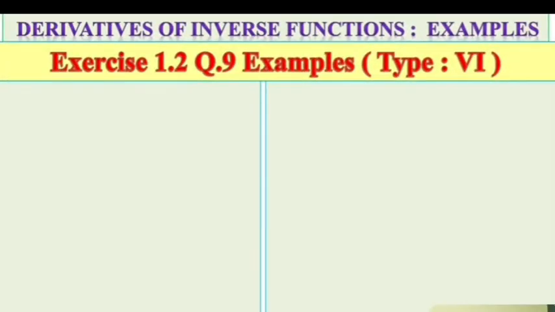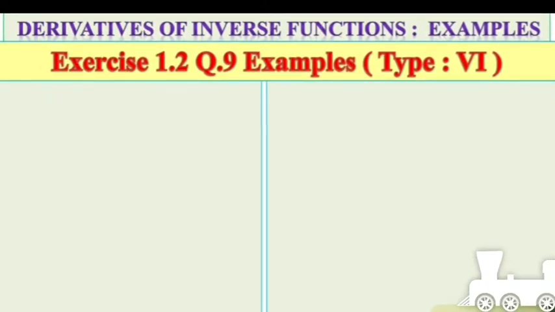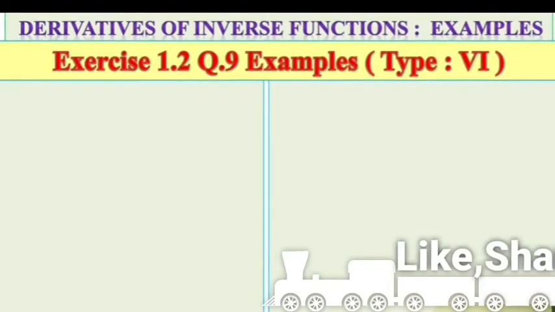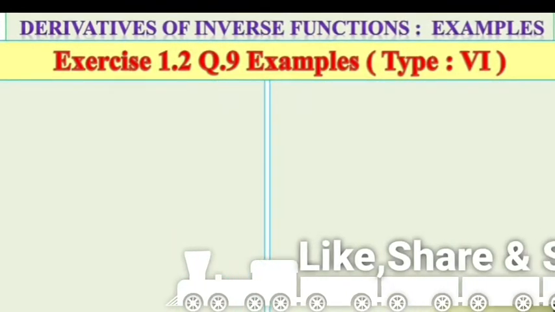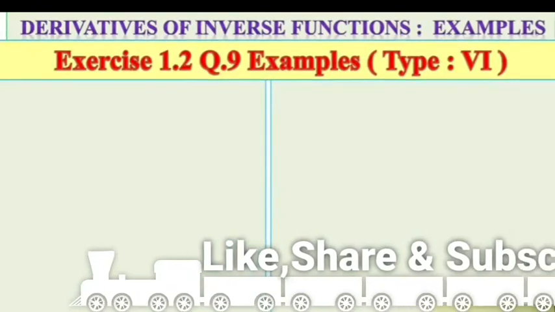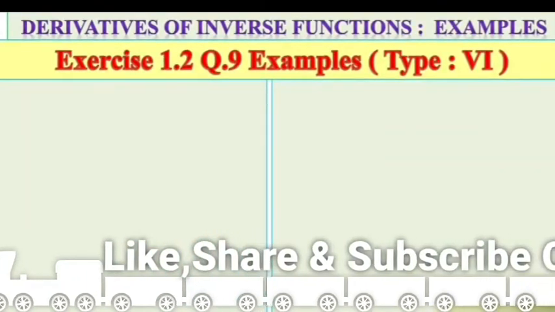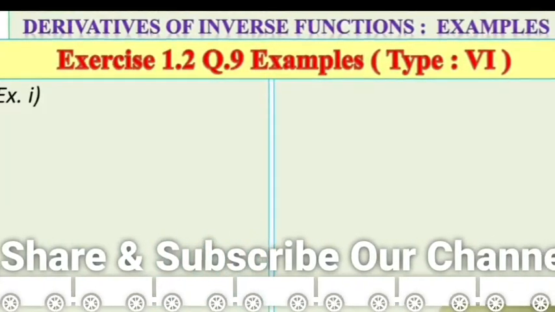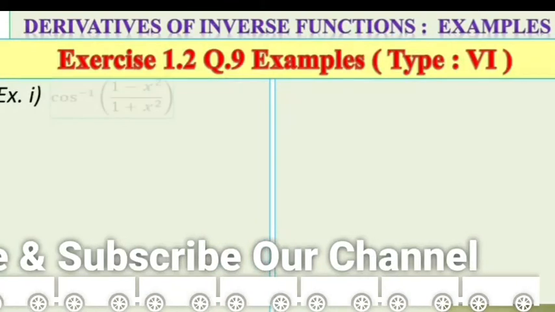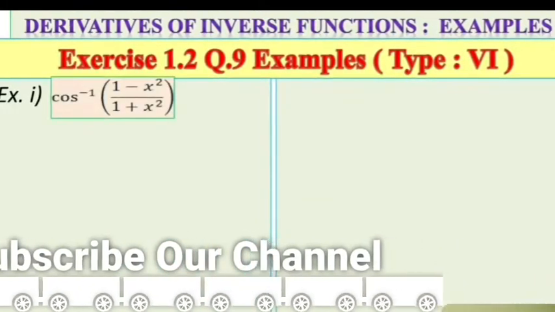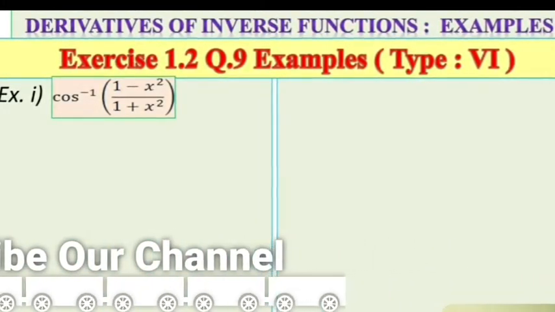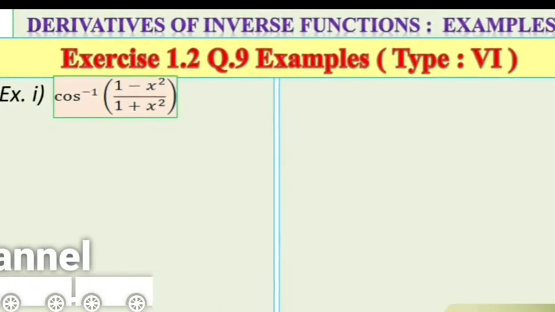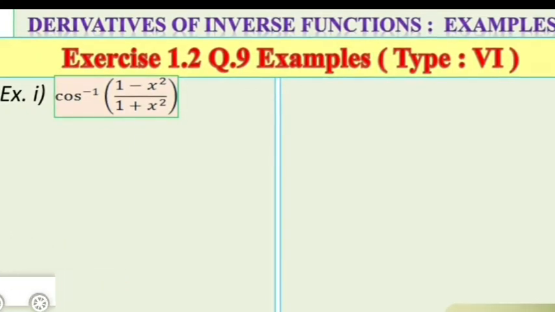Okay students, now we will discuss the substitution method with the help of examples. We have already discussed some important substitutions. Now here we take the first example of exercise 1.2, question number 9, type 6. The given function is cos inverse of (1 minus x square upon 1 plus x square). We have to find the derivative of the given function.